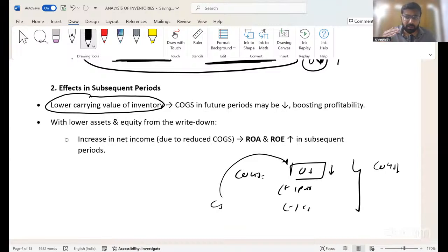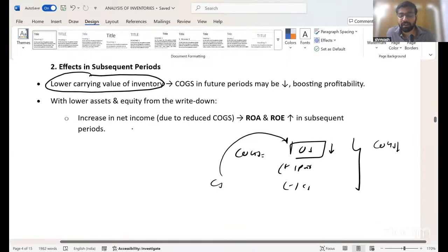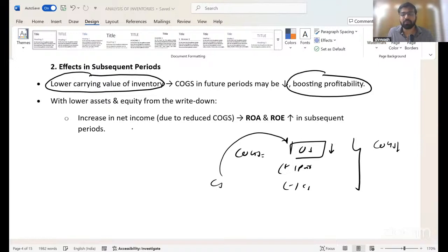So what will your opening stock become? It will go down. So what will happen from that? Your COGS will also fall because in COGS you add opening stock, right? So what happens as a result? Your COGS falls down, and ultimately, if COGS falls down, your profitability goes up. And if your profitability goes up, what happens? Your equity will go up.